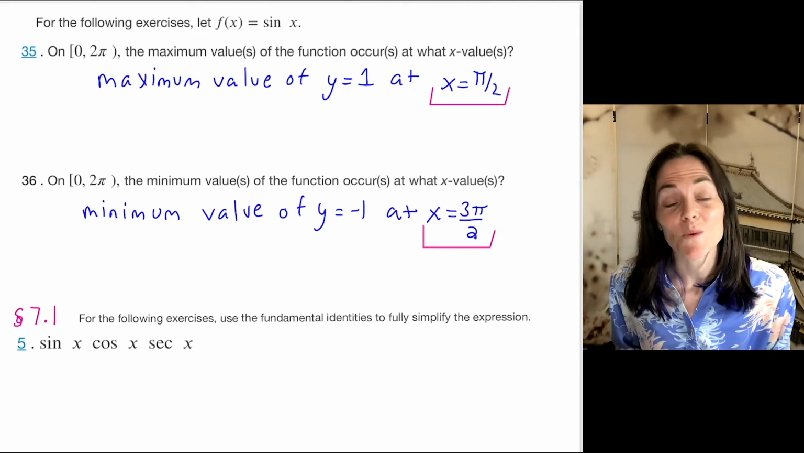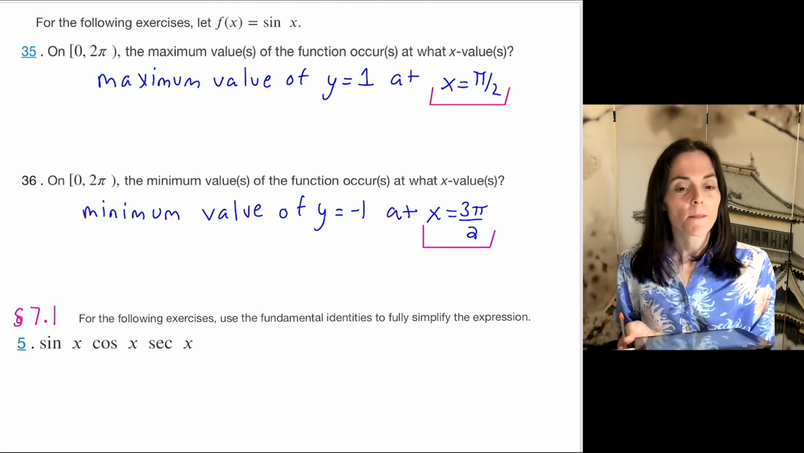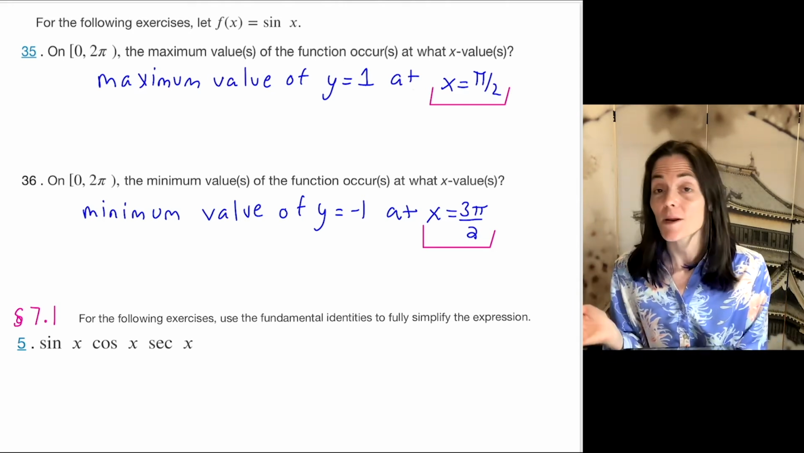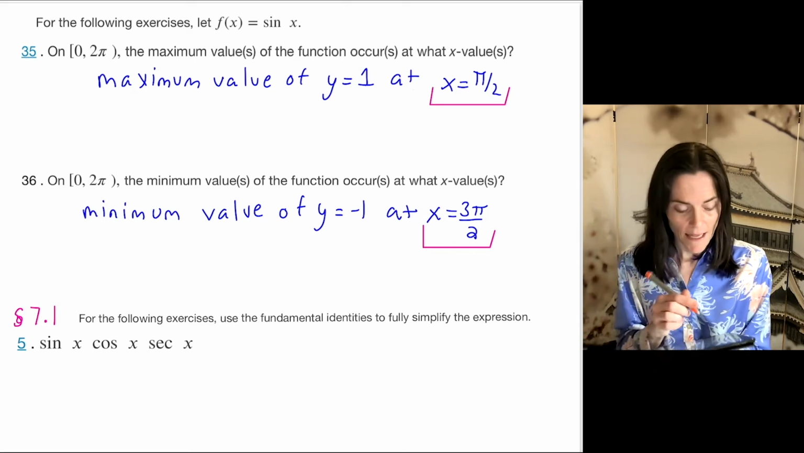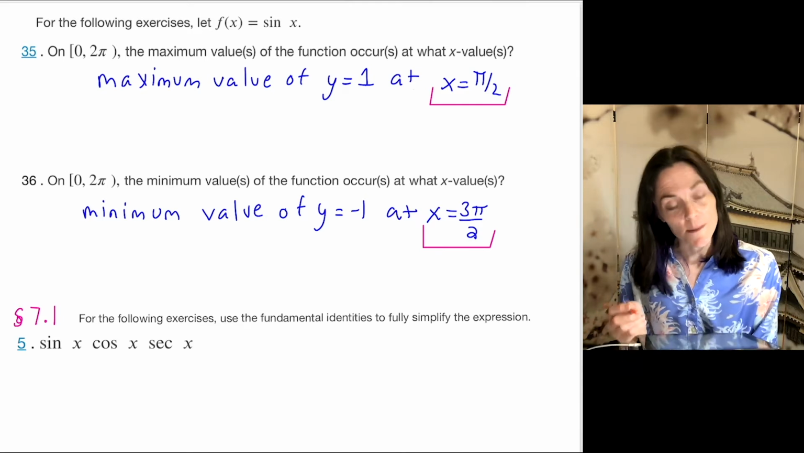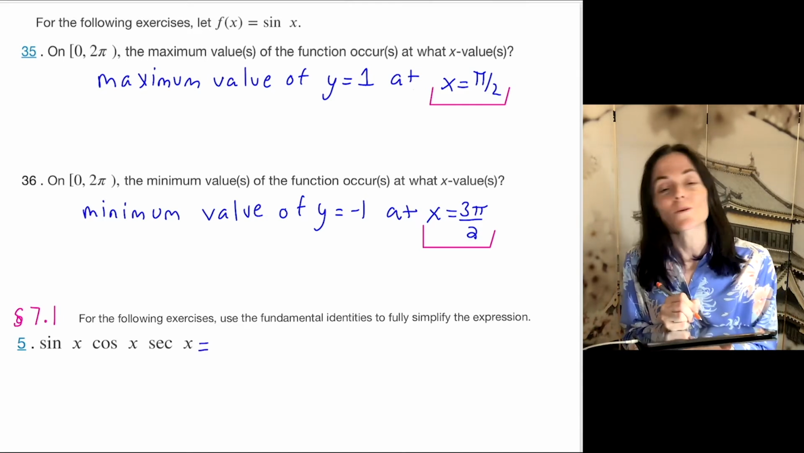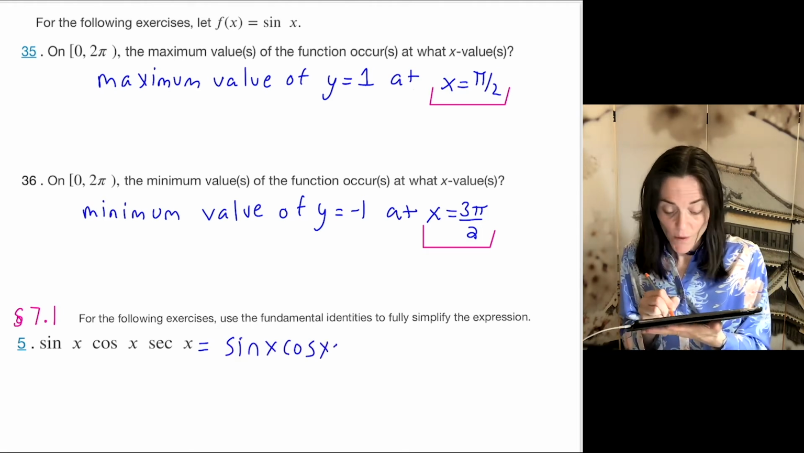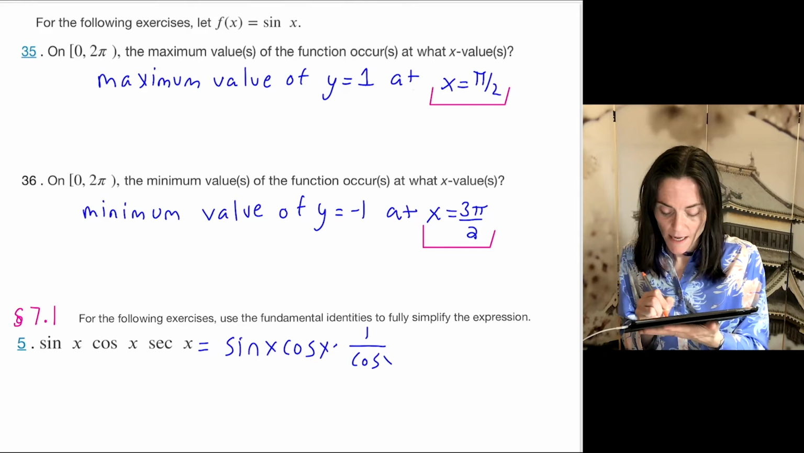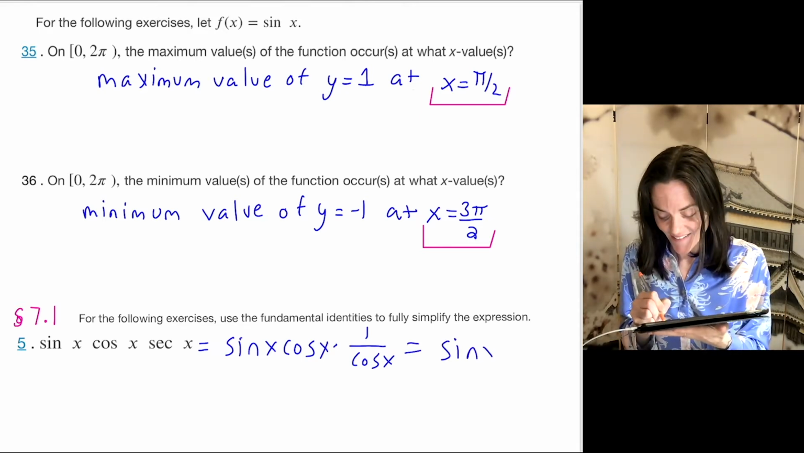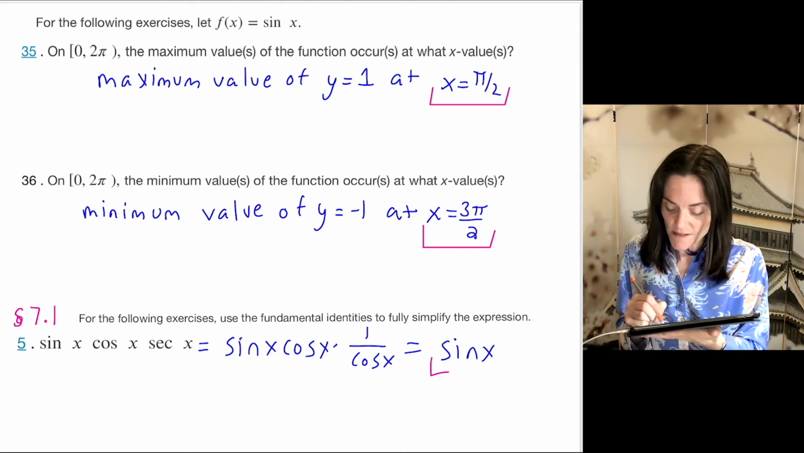Now we move on. Those were our few questions about graphs. The next section is about simplifying expressions using the fundamental trig identities that we discussed. And here's our first one. We have sine times cosine times secant. This one is kind of on the short side compared to some we will do, but we can write secant as 1 over cosine. So now we have sine times cosine times 1 over cosine, and this simplifies to the sine. This is our answer for this first one.